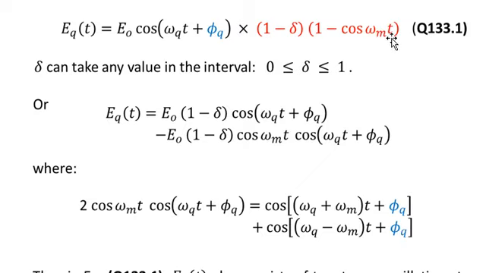So, if there is a phase term over here, because phi q is a phase term, which is the phase of the qth mode. But if there is a phase also present with the modulator, then that will also appear over here. So by changing the phase of the modulator, you can also change the phase of these two terms.